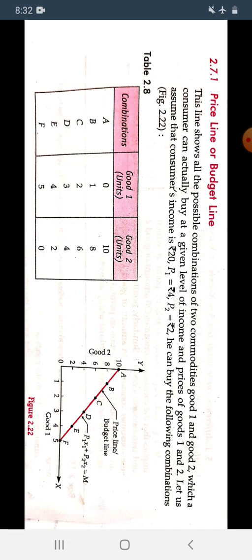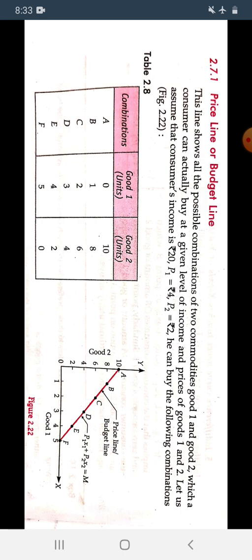Let us assume that the consumer's income is 20, the price of the first commodity is 4, and the price of the second commodity is 2. He can buy the following combinations. Here we are assuming that the prices of commodity 1 and commodity 2, that is 4 and 2, are given, and the income of the consumer is also given. So let's have a budget line schedule of combinations of good 1 and good 2.